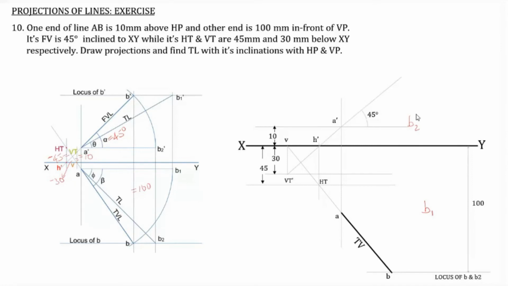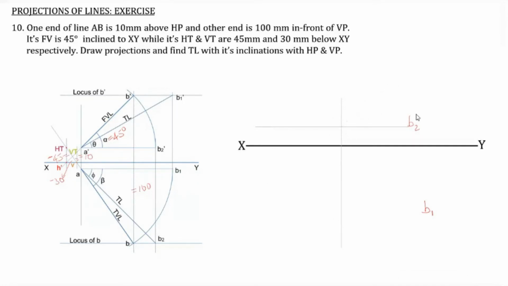Any doubts? Sir, one doubt. Yeah, please. Sir, one end of line AB is 10 millimeter above HP, and the other end is 100 millimeter in front of VP.